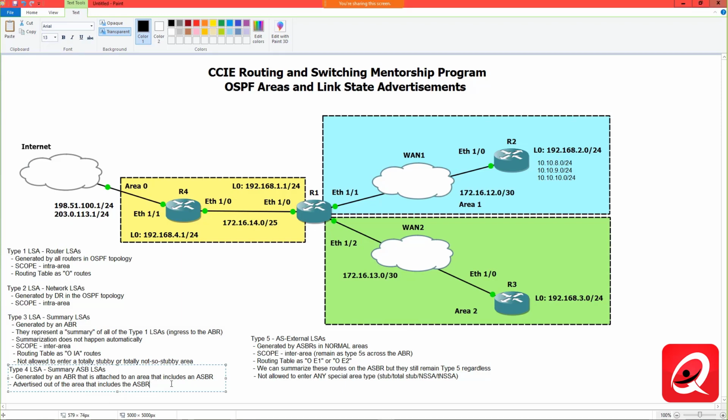So we'll take a look at what those look like in our database, but essentially these LSAs are used to describe reachability to the ASBR in the other areas that are not attached to the ASBR. Remember I talked about how router 2 knows about the external routes, but it doesn't necessarily know how to get to the ASBR. And that's essentially what these type 4 LSAs are representing.